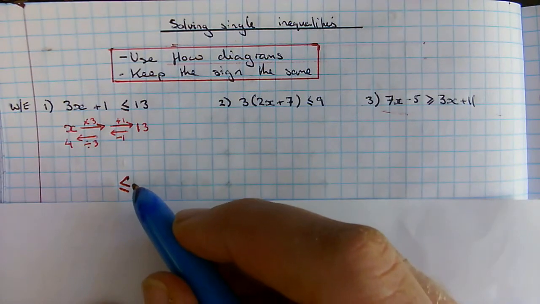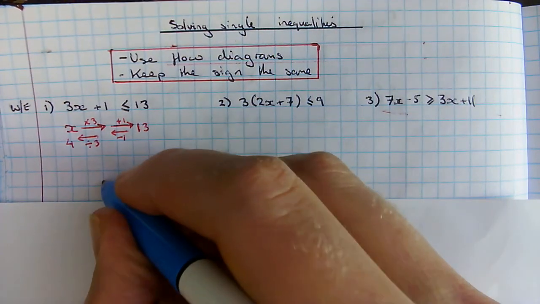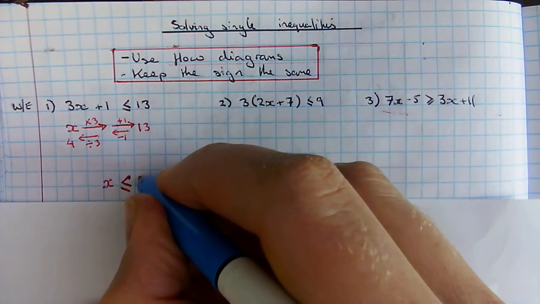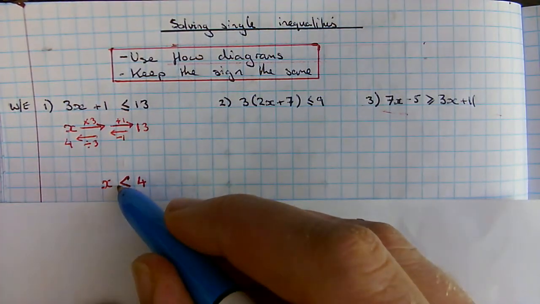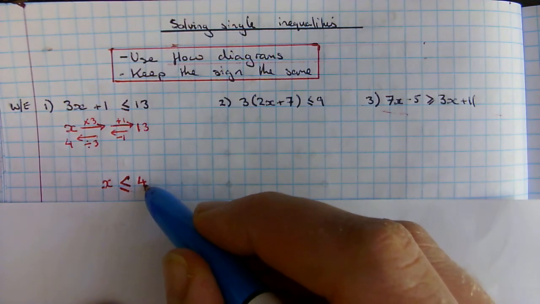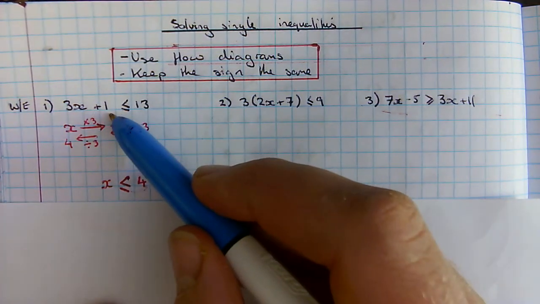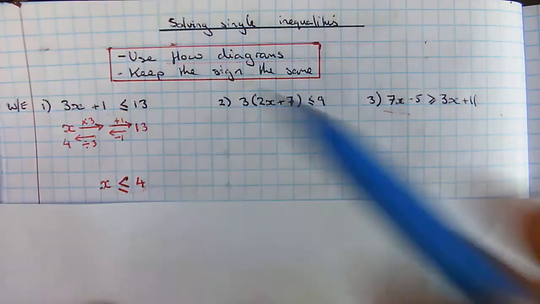So going back the other way, subtract 1, divide by 3, and it gives me 4. And rather than writing at the end x equals 4, I know that for this to be true, x must be less than or equal to 4. So as long as I choose a number x which is less than or equal to 4, I know that 3x plus 1 is less than or equal to 13.